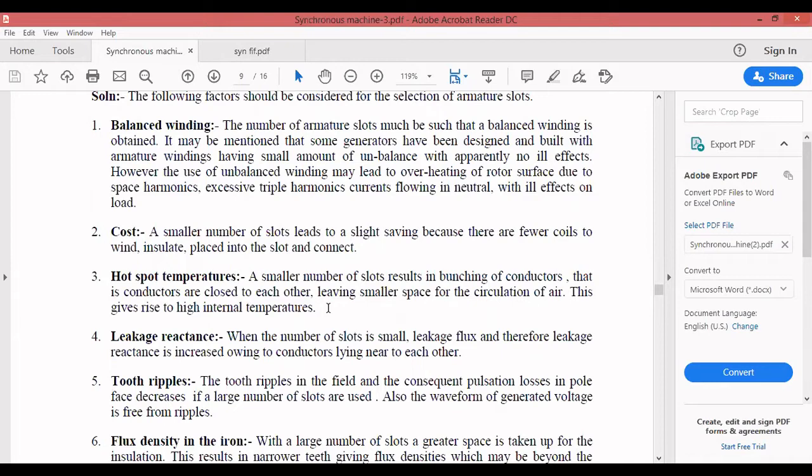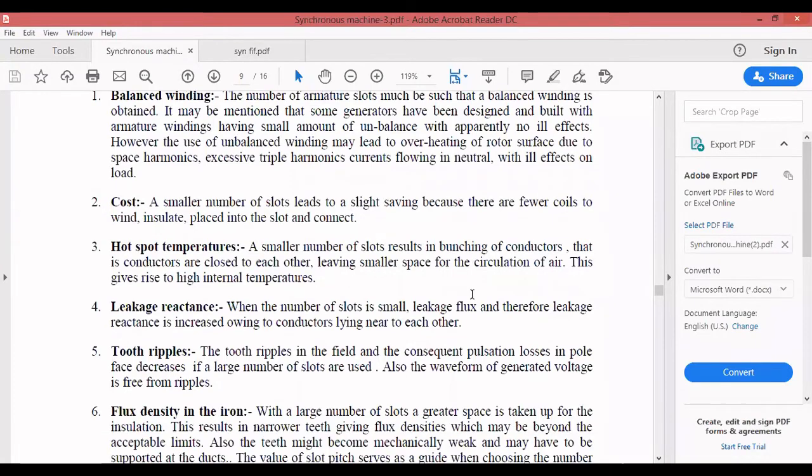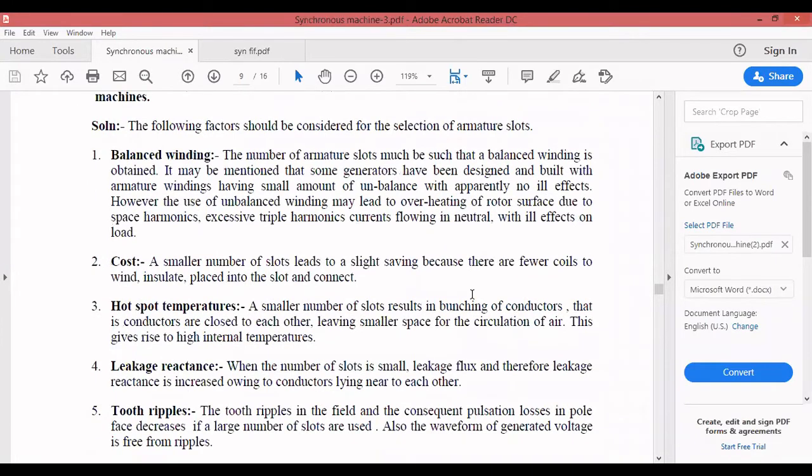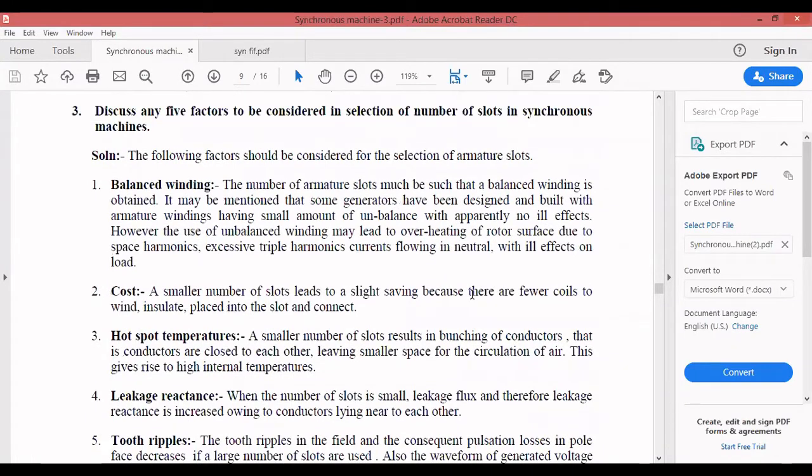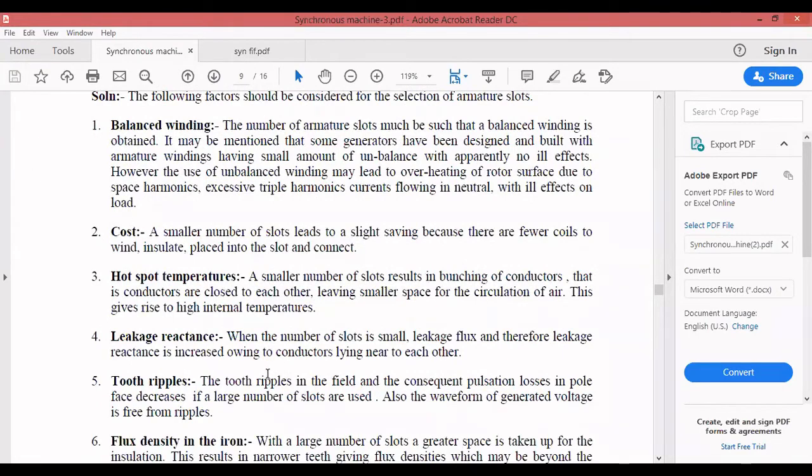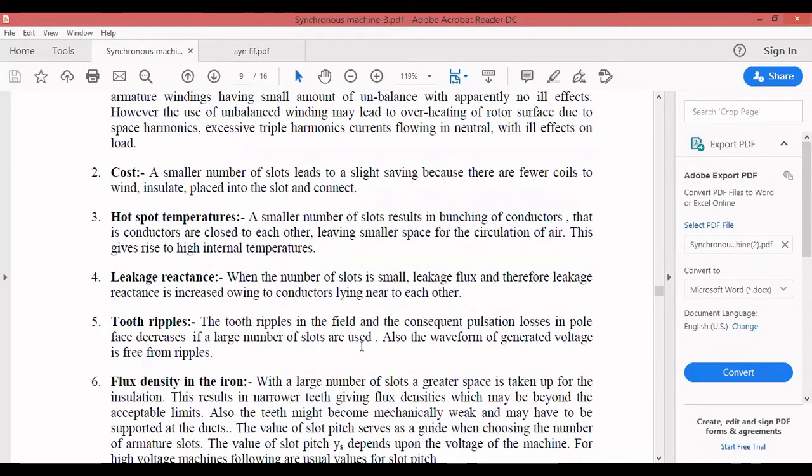So try to use a number of slots in such a way that the conductors are placed comfortably. So the cost comes into the picture. If you take cost as a criterion, then you have to go for a lesser number of slots. Fewer slots mean more conductors, less space for insulation, which gives rise to high temperatures, and a hot spot will be created. That is the one. So you have to consider the number of slots based on these factors. I have taken around 6 parameters here.